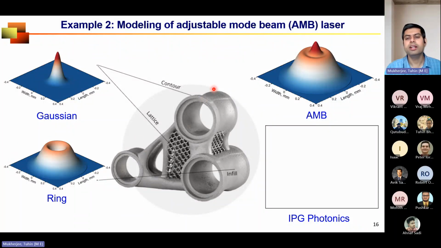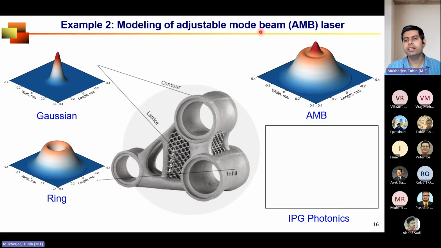Let's say you are making this part using laser powder bed fusion. Where you need to print tiny features like this, you need a very focused, concentrated beam like a Gaussian beam. But then the productivity will be very slow. When you are making something like this infill, where you do not need tiny features, you can change the beam to a ring beam and enhance the productivity. That means you have to have a provision to switch between a Gaussian beam and a ring beam to be able to enhance the productivity when you additively manufacture a complex part like this.